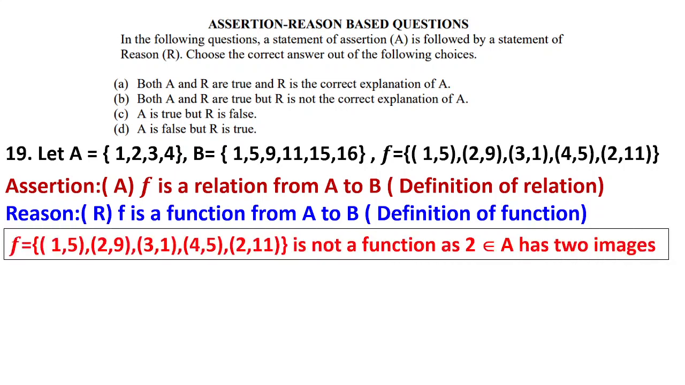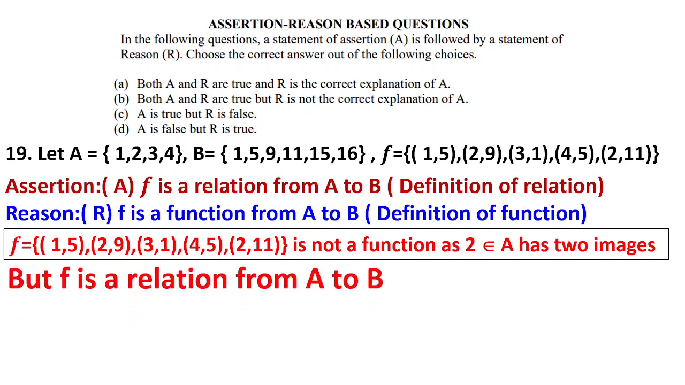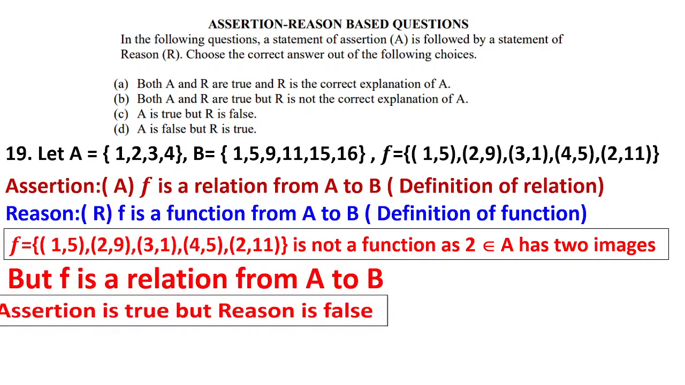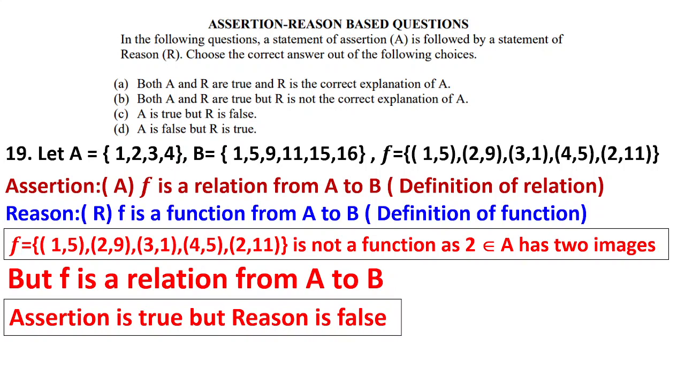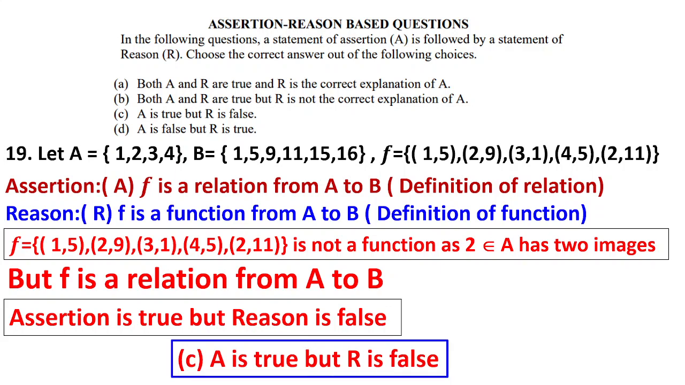Let us see. Now here in the F which is given, we are seeing that it is not a function as 2 has 2 images. 9 is also an image and 11 is also an image. It is related with 9 and 11 at the same time. Therefore, the second statement, that is the reason, is not true. F is a relation. Therefore, the assertion is true but the reason is false. It is a relation but not a function. Therefore, the answer is C. A is true but R is false.